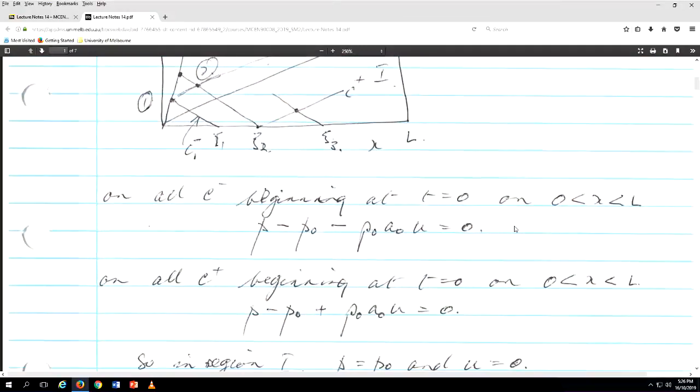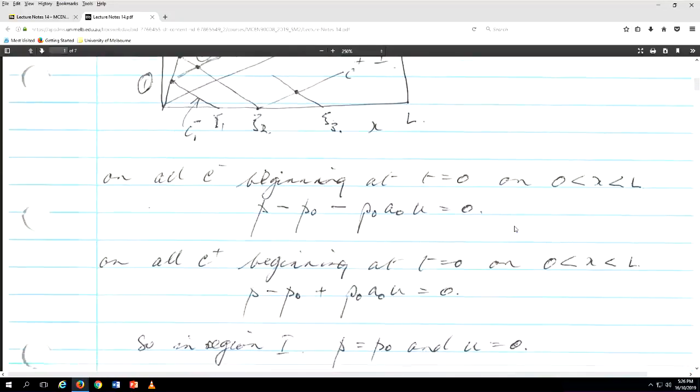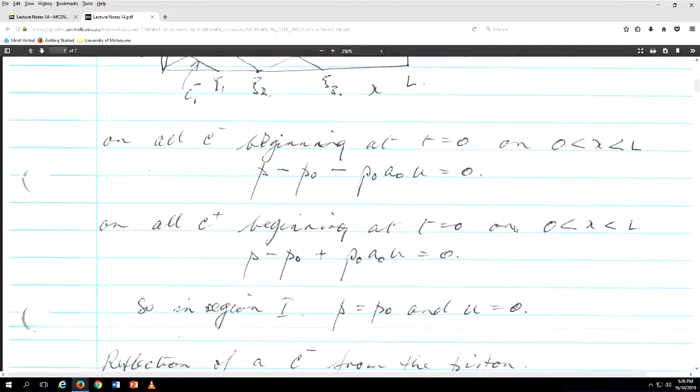So on all C minus beginning at t equals naught, P minus P naught minus rho naught A naught U is equal to 0, and on all C plus beginning at t equals naught on that axis, P minus P naught plus rho naught A naught U is a constant. So in region 1, where these two characteristics intersect, if I add the two, I get 0 on the right-hand side, and therefore 2P minus P naught is equal to 0, so P is equal to P naught.